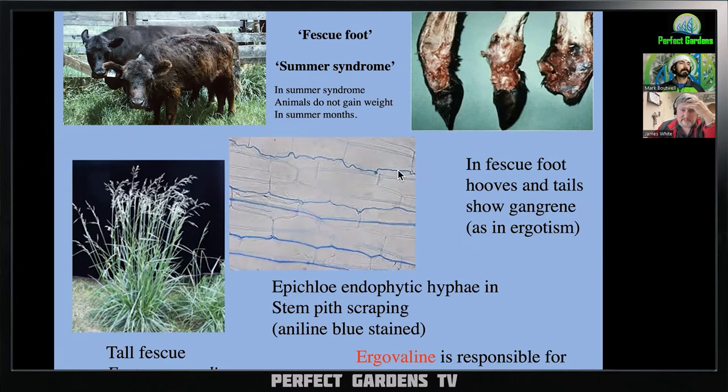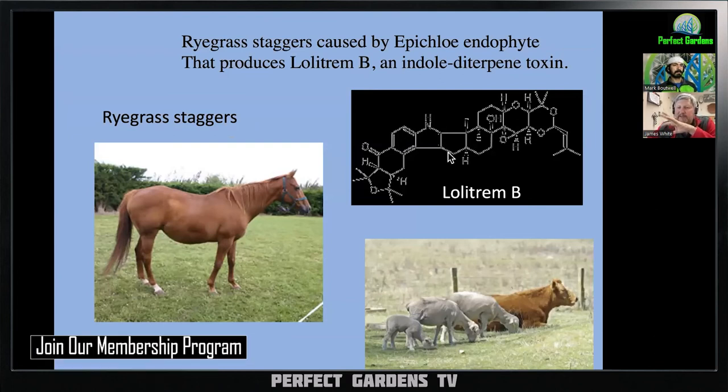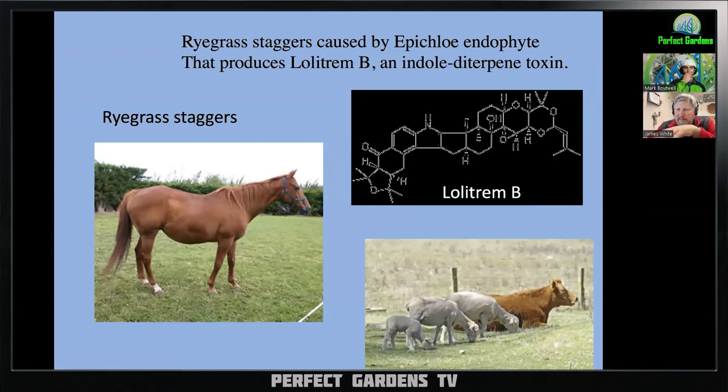This shows the fungus in the plant now. This is common. You do a Google search and you'll see pictures like this all the time. Grass endophytes, they call these fescue endophytes. And this is lolitrem. This is for ryegrass staggers. This is the big chemical, and it causes a staggers condition in animals. So they'll eat it and they won't die. It won't cause their organs to rot off, but it'll cause them to have this twitching and nervous reaction. And animals will be psychologically impacted if they get that.